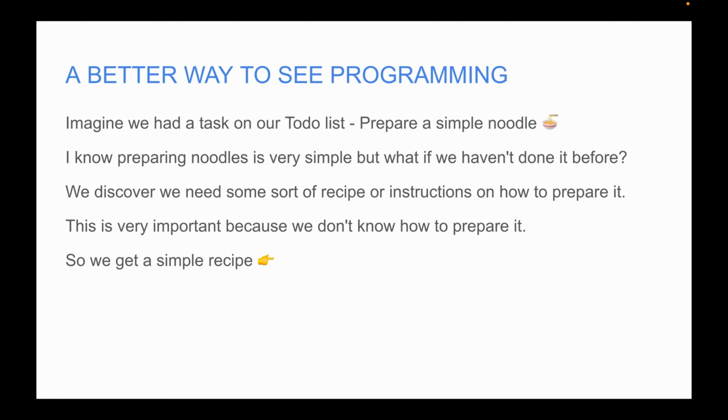A better way to see programming. Imagine we had a task on our to-do list that is to prepare a simple noodle. I know preparing noodle is very simple, but what if we had not done it before? We discover we need some sort of recipe or instructions on how to prepare it, right? This is very important because we don't know how to prepare it. So we get a simple recipe.